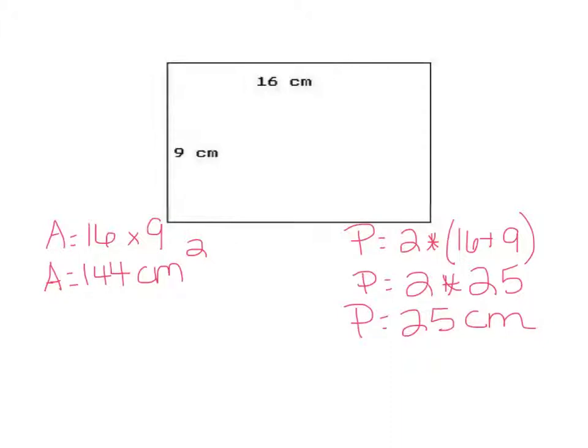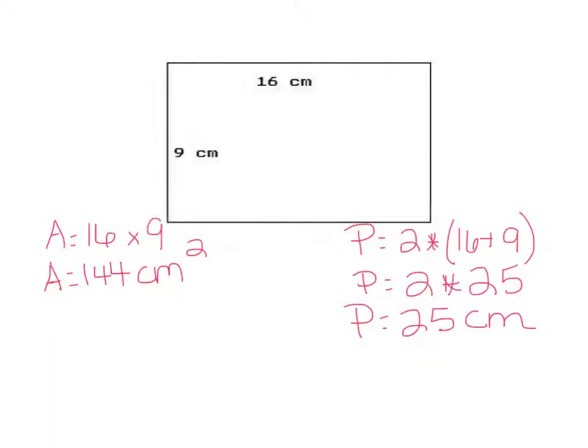Okay, how did you do? For area, you should have written 16 times 9. This rectangle has a length of 16 centimeters and a width of 9 centimeters. The area of this rectangle, 16 times 9, is 144 centimeters squared. Did you remember to square the units? The perimeter of this rectangle, you would plug in the 16 and the 9 inside the parentheses for the length plus the width. Then you would get P for perimeter equals 2 times 25.